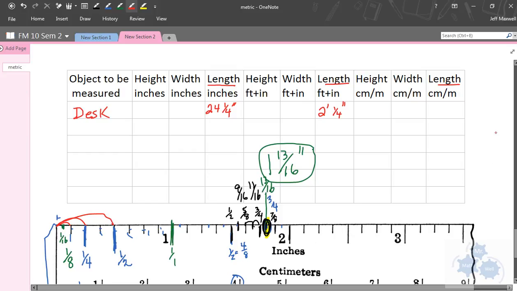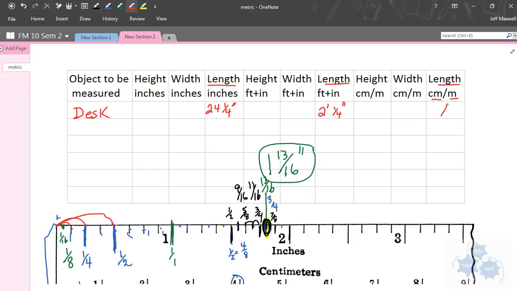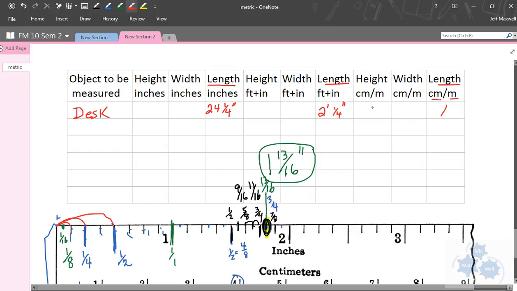Okay? And then we'll do this in centimeters and meters. So you're going to have 2 sections in this row. Centimeters, this looks to be 61.6. That's what I've got here, 61.6. You can confirm this when you get your tape measures and get going on this. 61.6. All right, now meters.